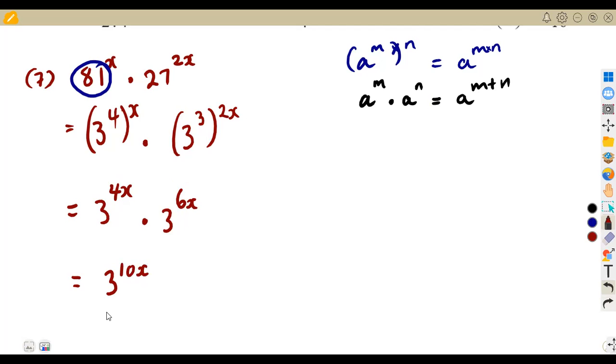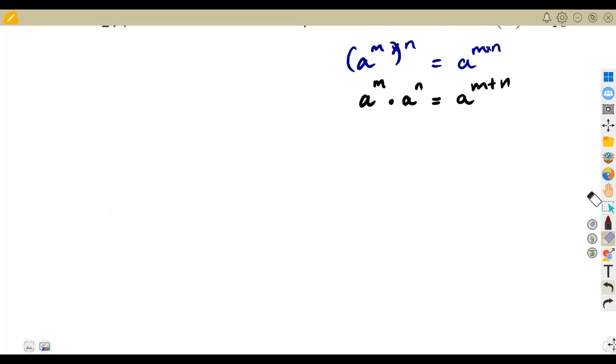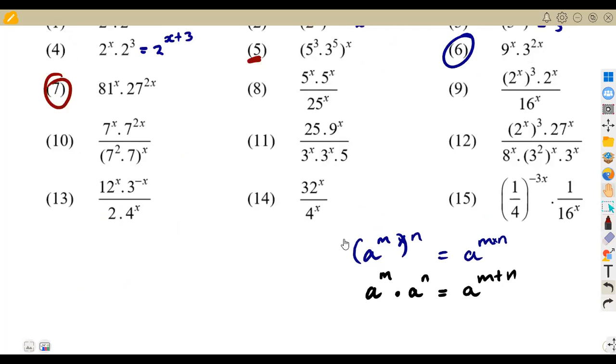That's the whole situation that you're going to have. That's how you are supposed to attempt these typical questions. As you can see, this is now in simplest form. So that was our question number 7. Let's see question number 8.